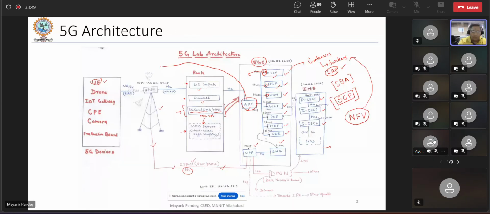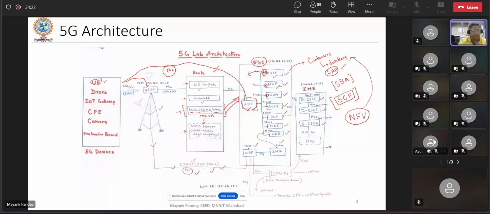gNodeB through the N2 interface. Our gNodeB is connected to the UPF through the N3 interface. So if you see how our 5G core is connected to the gNodeB, it is using two interfaces, N2 and N3. The N2 interface is generally for control signaling. The N3 interface is for your user plane data. Fine. So mobility management is done by the AMF, access and mobility management function.